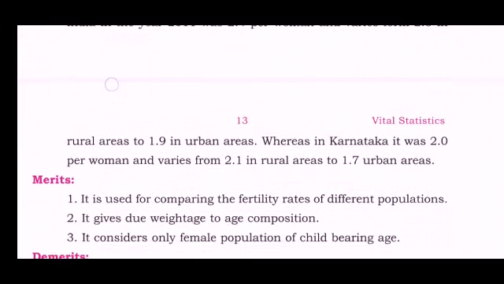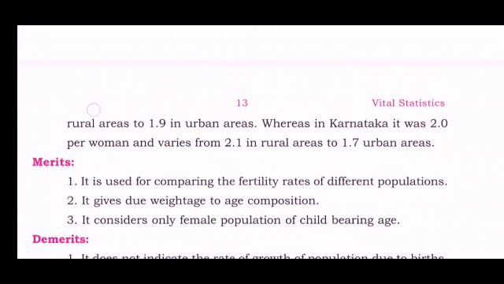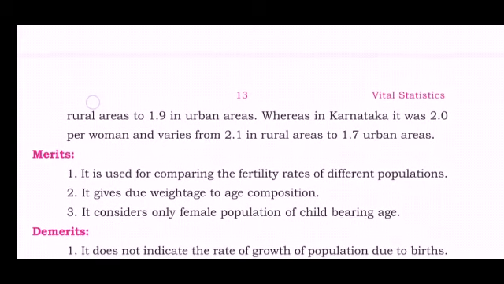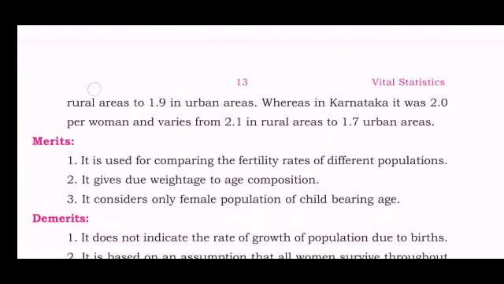And in Karnataka it was 2.0 per woman. That is, in Karnataka every single woman is giving birth to 2 children, which varies from 2.1 in rural areas to 1.7 in urban areas. So in rural areas every woman is giving birth to 2.1 children. That is, 10 women are giving birth to 21 children, whereas in urban cities 10 women are giving birth to 17 children. That is 1.7 children per woman.